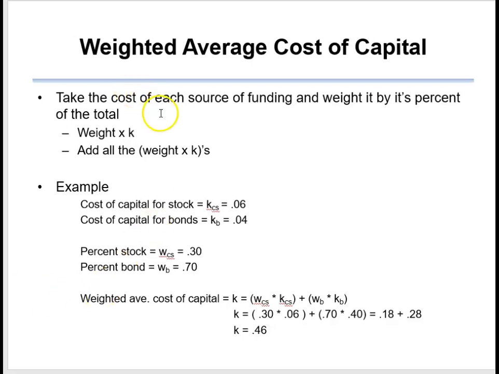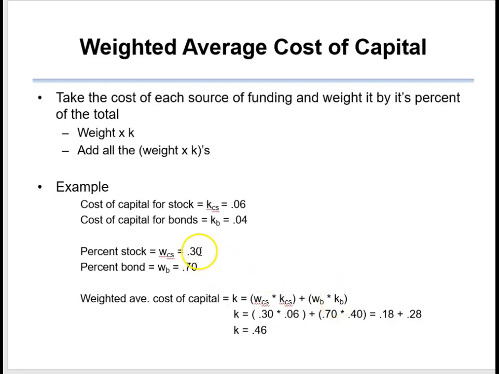Yes, we're going to take the cost of each source of funding, so stocks and bonds, and get the cost of capital for each of those, right? Then we're going to know the weights. Basically, the weight is what percentage is stocks and what percentage is bonds. And then we'll calculate the weighted average. So you'll see here the formula for the weighted average cost of capital. It's the weight of the common stock times the cost of common stock, plus the weight of the bonds times the cost of bonds. And the weight is simply the percent.